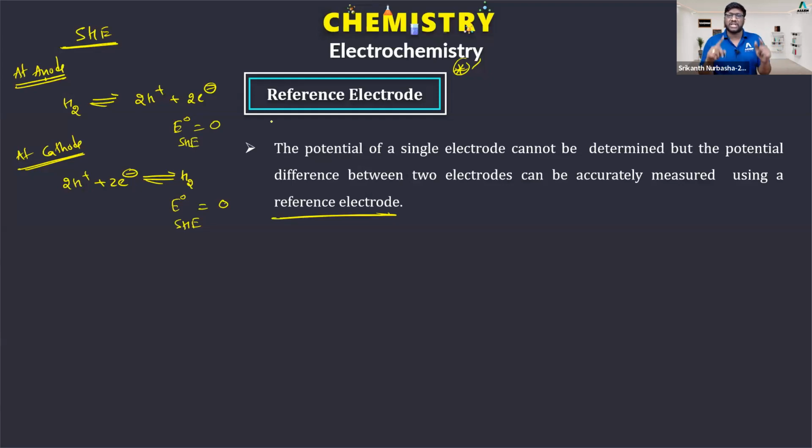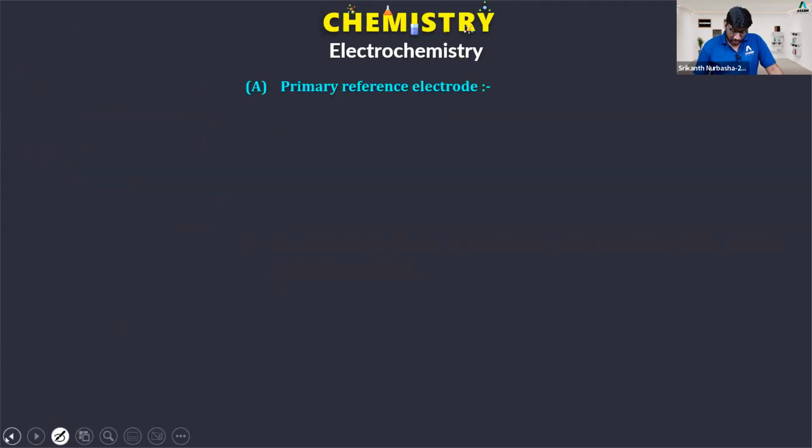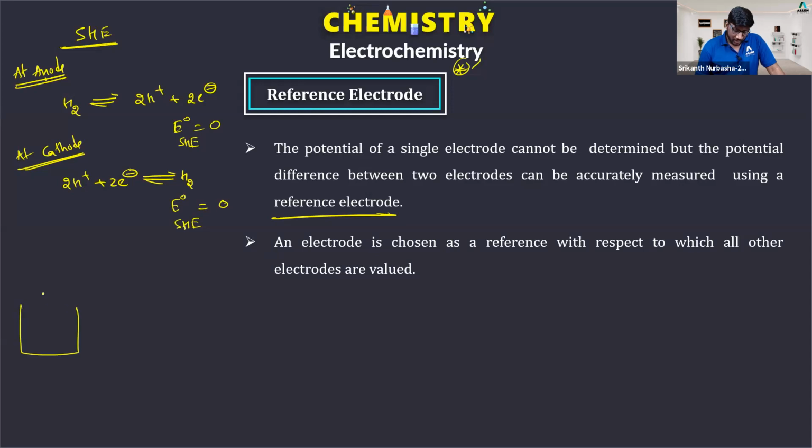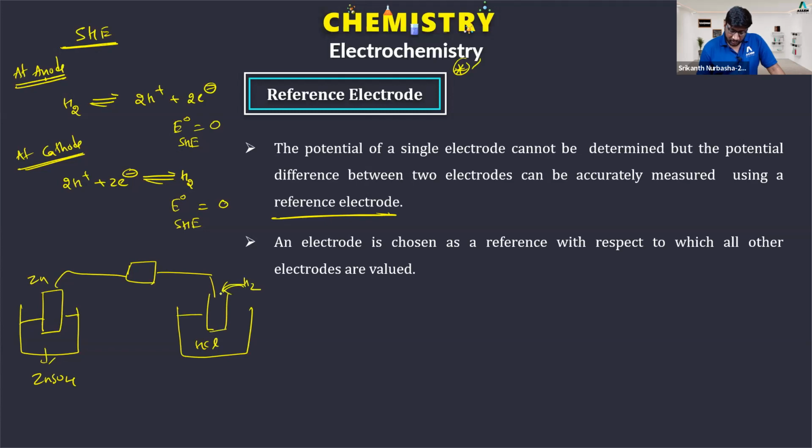That means if I want to measure the electrode potential of zinc to Zn+2, I connect the circuit in such a way that in one half cell I connect a zinc rod in ZnSO4, and in the other half cell I connect the SHE, with a device connected between them. Yes or no? The hydrogen gas is actually absorbed on the platinum rod, and that absorbed hydrogen gas will be in equilibrium with the H plus ions.